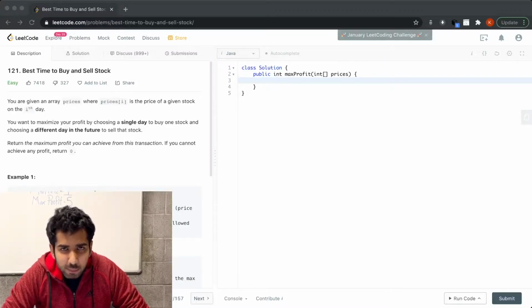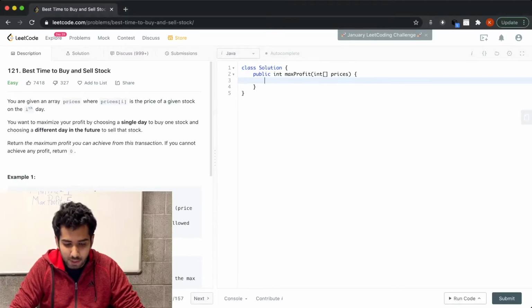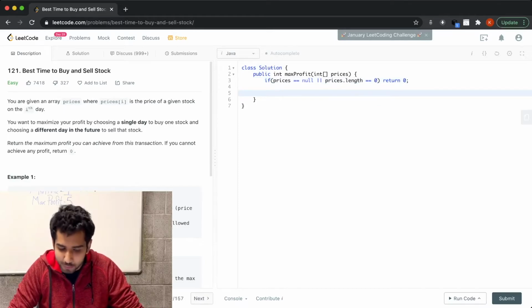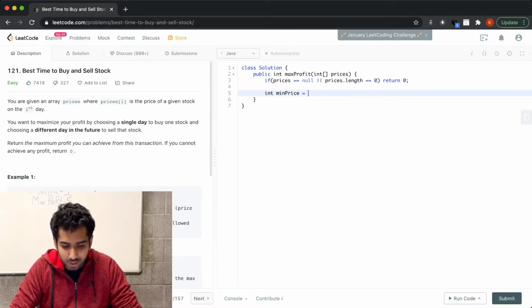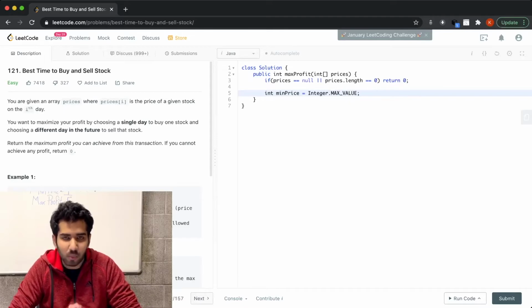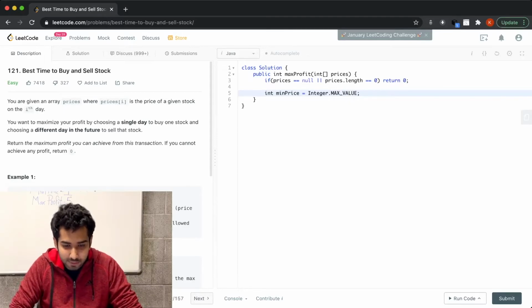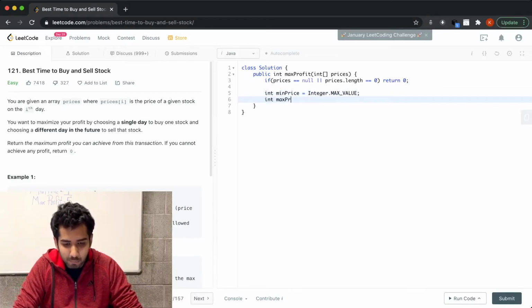Alright, so in the beginning we'll be checking some edge cases. If prices is equal to null or prices.length is equal to 0, if that's the case we'll be returning 0. Okay, as we discussed on the whiteboard, we'll be having two variables, int minPrice is equal to Integer.MAX_VALUE. So in the beginning we'll be having the maximum value for minimum price, just like that, and maxProfit Integer.MIN_VALUE.